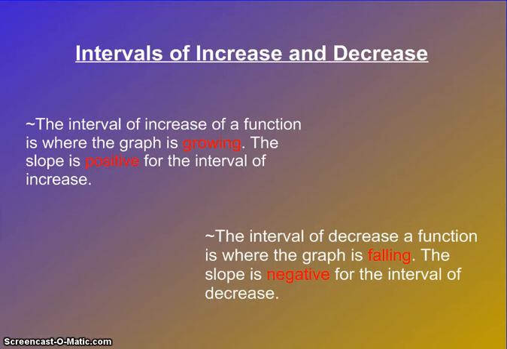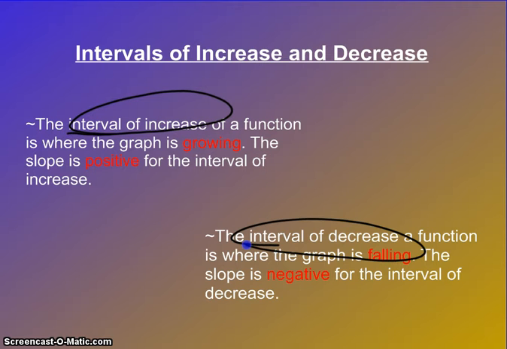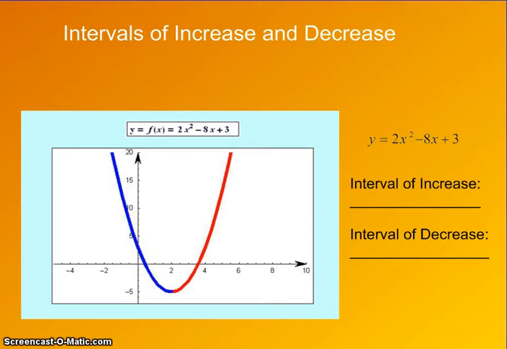So the next thing that we need to discuss is intervals of increase and intervals of decrease. If a graph is growing or if the slope is positive, we call this increase. If it's falling or has a negative slope, we call that decrease. So taking a look at the picture, we have the parabola, and it has been cut into two sides, a red side and a blue side. So the question is, which one is increasing and which one is decreasing?